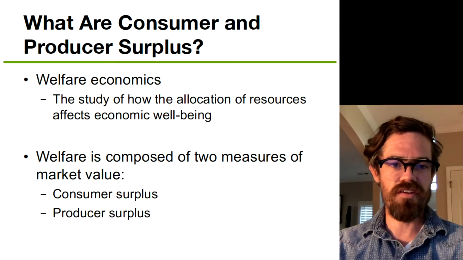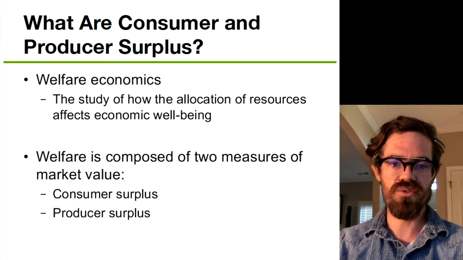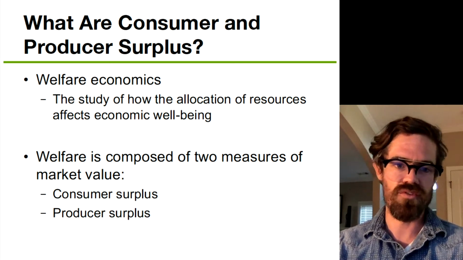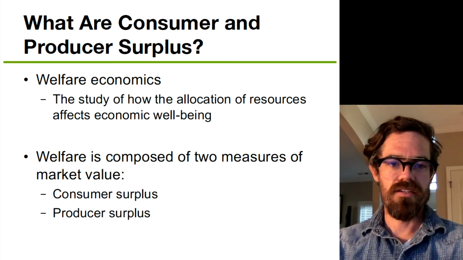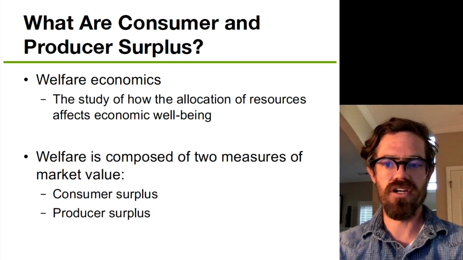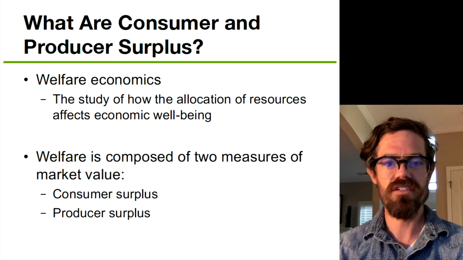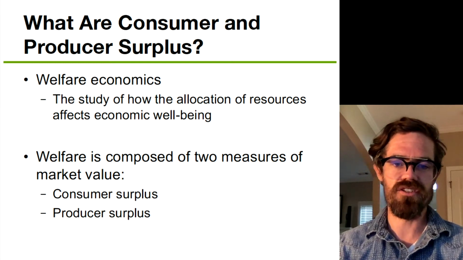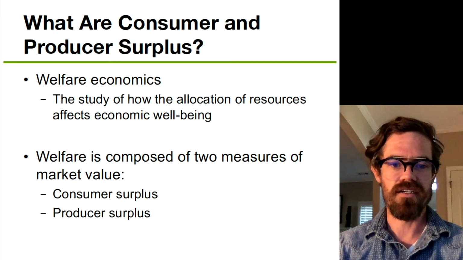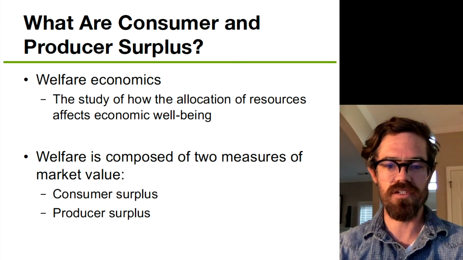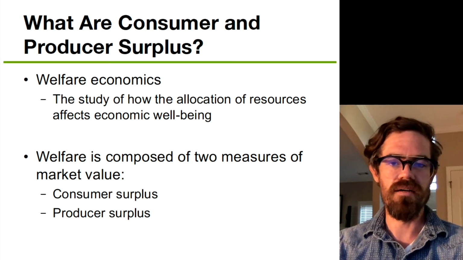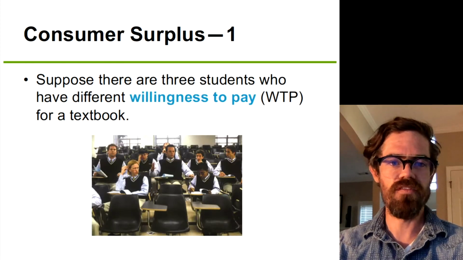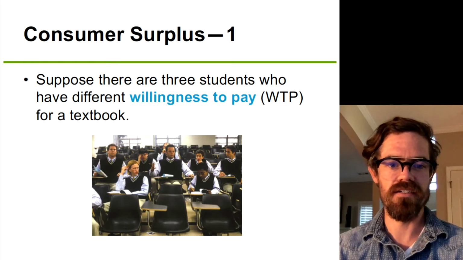Welfare economics is basically the study of how the allocation of resources affects economic well-being, whether for individuals, for a market, or even for an economy as a whole. What we're talking about is societal welfare and trying to maximize it. There are basically two components of societal welfare: consumer surplus and producer surplus, corresponding to the different sides of the market, consumer surplus from the demand side and producer surplus from the supply side. They're basically measures of market value, so they provide us with a way of measuring welfare in a market.